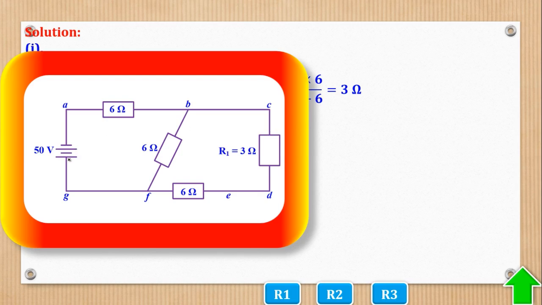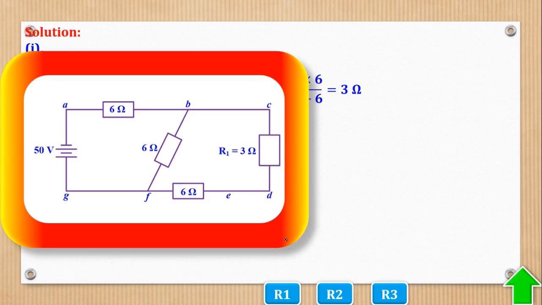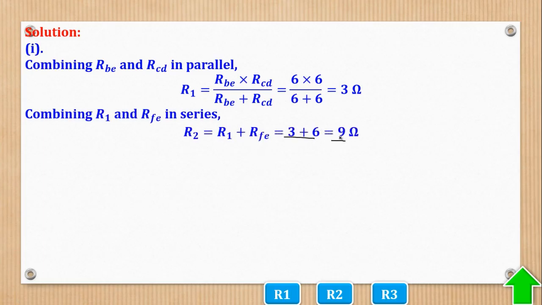From there, we shall still look for where current last divided at F. It divides, one goes this side, another one goes this side. So what does that mean? It means that when I combine these two resistors, they will be in parallel with this. So to simplify things, you have to first get these two resistors in series. So let's first do that. So combining those two resistors, I'll come up with this. So add the two to come up with 9 ohm.